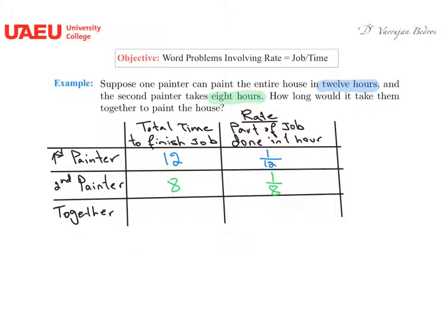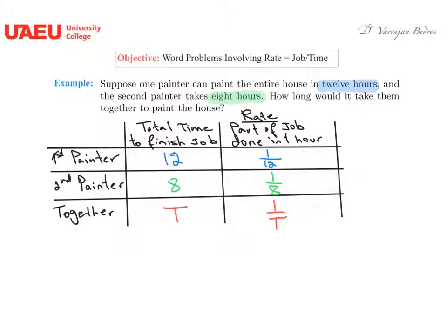Our goal is to find the total time taken for both of them to finish the job. We will call this time T. So by the same logic, if both of them work on the same job, in 1 hour they will finish 1/T part of the job.